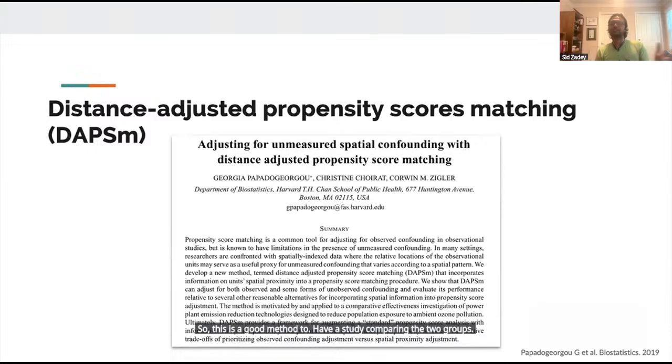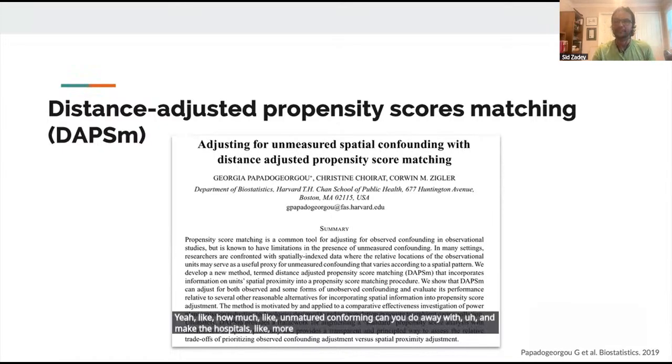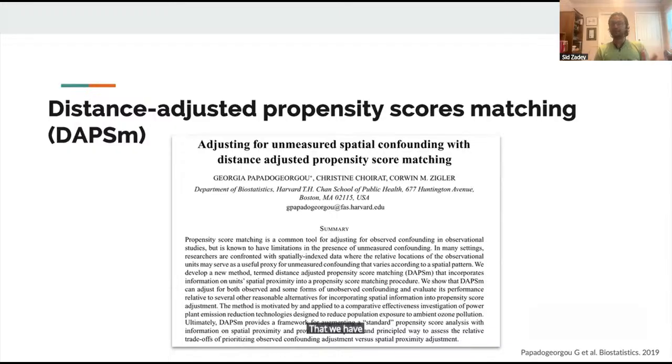But then instead of just using hospital characteristics, you also use spatial characteristics to make sense of how much unmeasured confounding you can do away with and make the hospitals more comparable or exchangeable. So in general, any point processes that we have, this works really well with that.